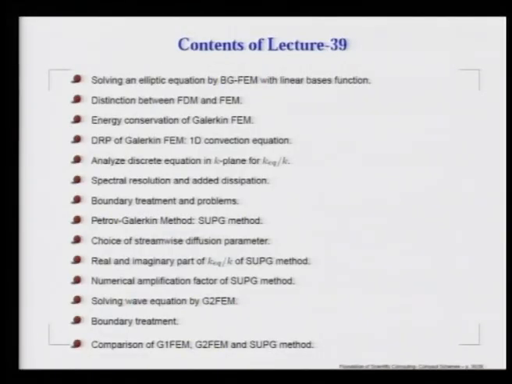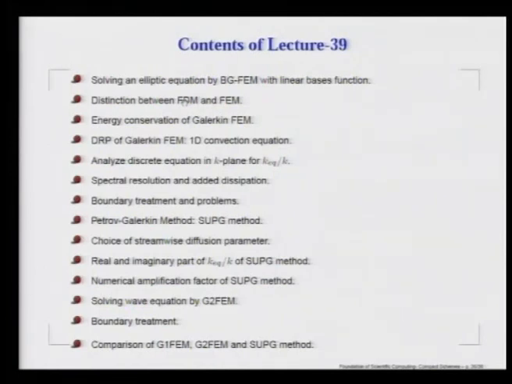We start lecture 39 with our discussion on Bubnov-Galerkin finite element method in solving an elliptic equation with linear basis function. And when we go through this weak formulation, the spatial derivative term appears like a CD2 expansion, and this has erroneously been pointed out by various people, but we want to state unequivocally that this Bubnov-Galerkin method provides a much better dispersion relation than the equivalent FDM.